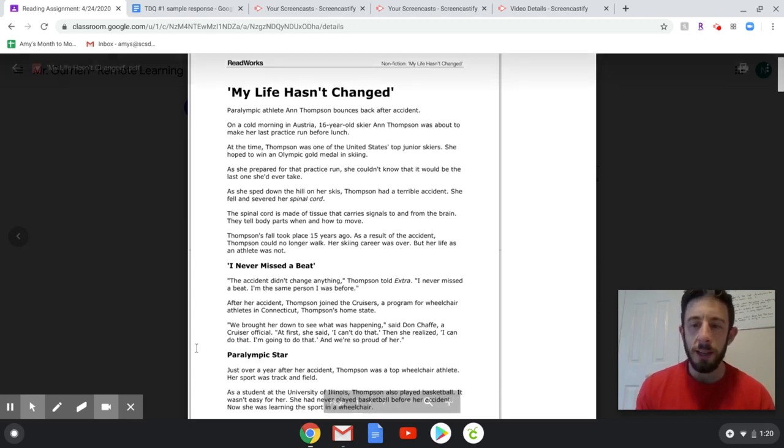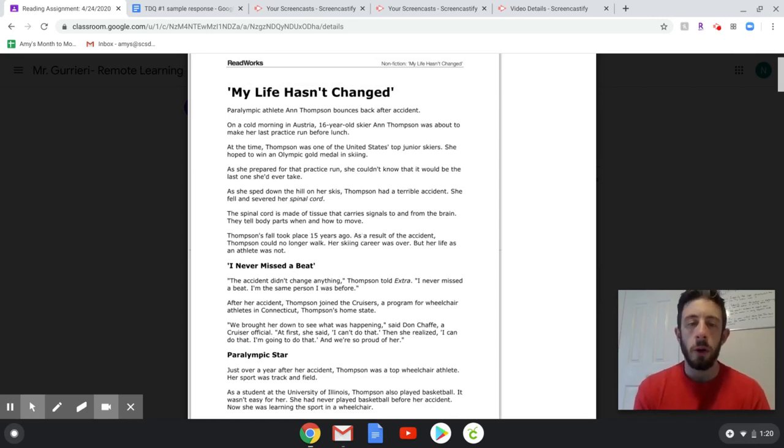Also, I do see that there's this keyword right here. It says, as a result of the accident, Thompson could no longer walk. Her skiing career was over, but her life as an athlete was not. When we look at these keywords right here, as a result is a keyword for cause and effect because it's talking about the result of a cause. The cause was she fell, and as a result, she couldn't walk, but her life as an athlete was not over. So what I'm going to do is include that in my response.